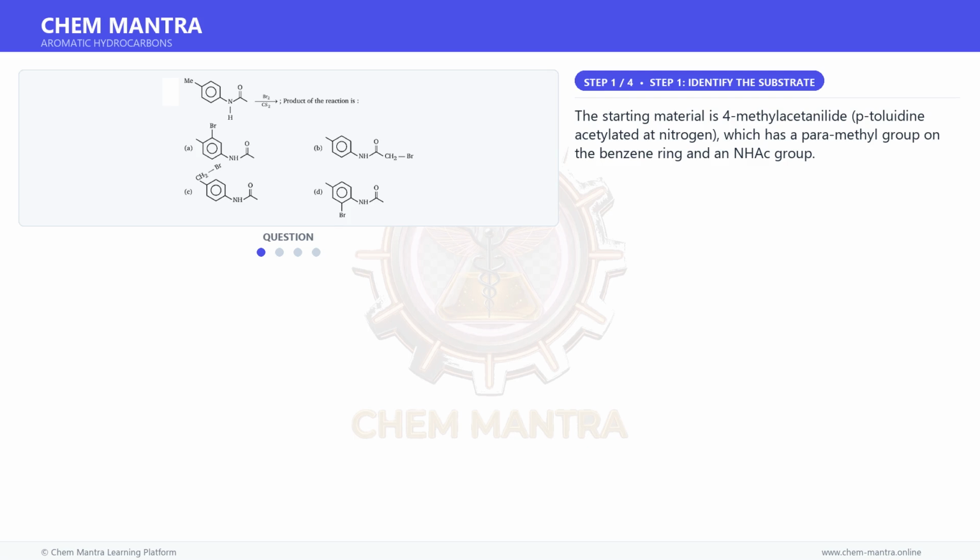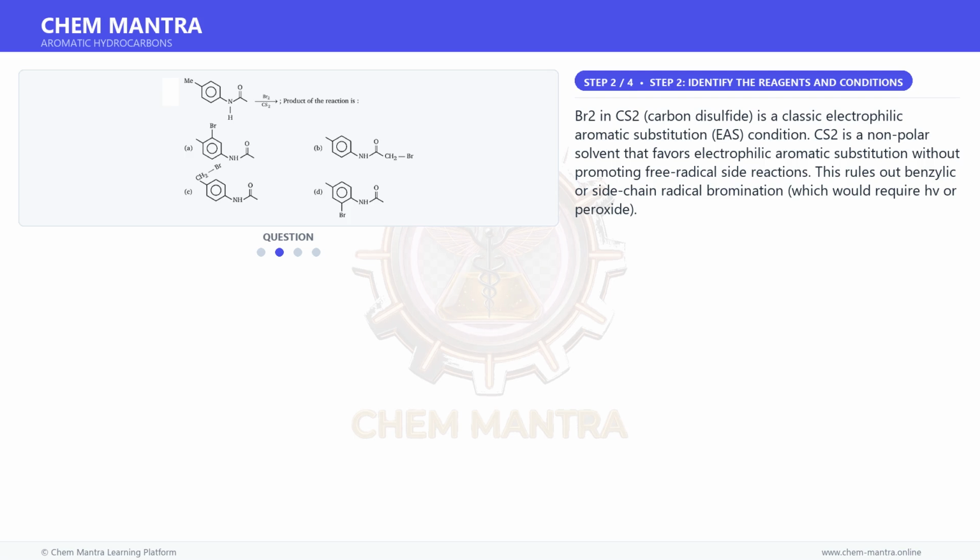The starting material is 4-methylacetanilide, p-toluidine acetylated at nitrogen, which has a para-methyl group on the benzene ring and an NHAc group. Moving on to the next step.